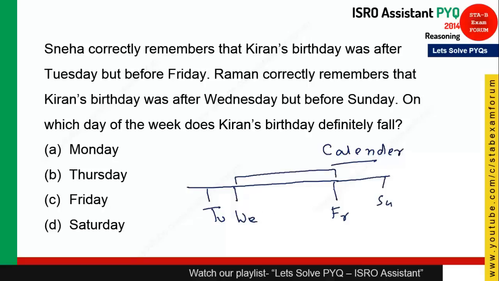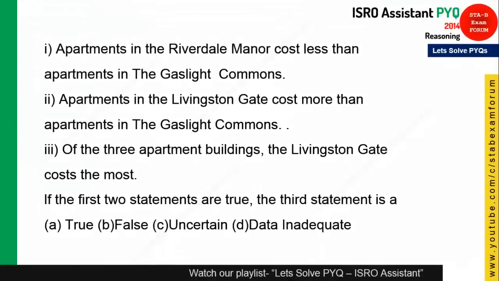It is before Friday and after Wednesday, so there is one day left. What is that? Thursday. Thursday is the correct answer for this question. Thursday is the day on which Kiran's birthday fell. So option B is the correct answer. Quickly moving to the next question.